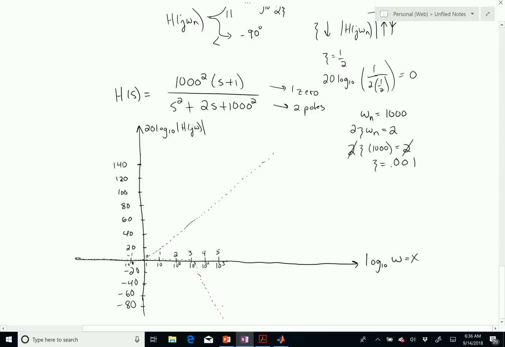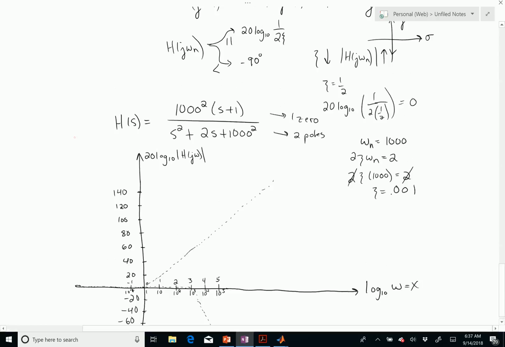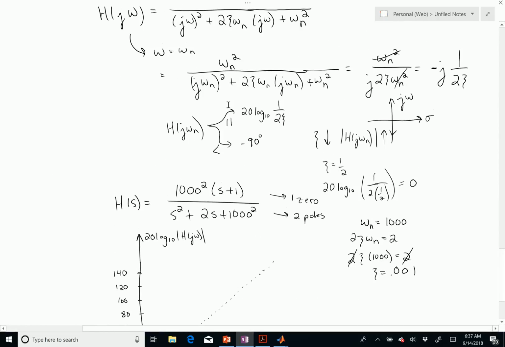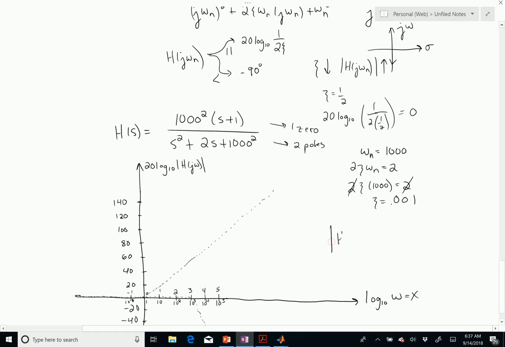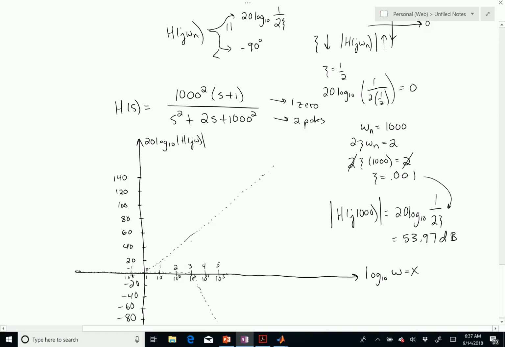Okay. Now the other thing is I know that he does a little bit of peaking there around omega n, and I said the easiest way to look at that is I can look at the magnitude of the transfer function for those underdamped poles at omega n. So I can say magnitude of H of j 1,000 in this case is equal to 20 log 10 of 1 over 2 zeta. All right, so if I plug in that 0.01 and I do those calculations, you should see that that becomes about 53.97 dB. So this guy's shooting way up there, right? So that's somewhere right around, I don't know, about here.